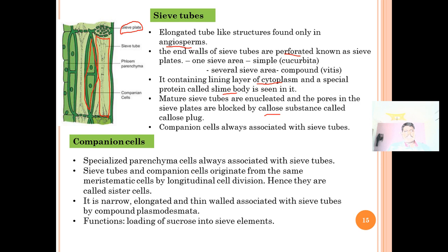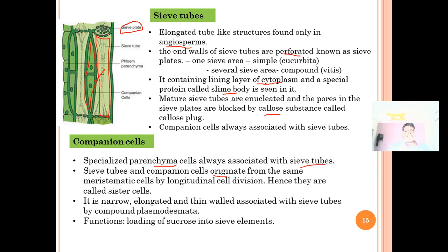Next we will discuss the companion cell. Companion cells are a special kind of parenchyma cells associated with sieve tubes. And one more thing: the origin of the companion cell is the same as the sieve tube, because both companion cell and sieve tube originate from a single origin.